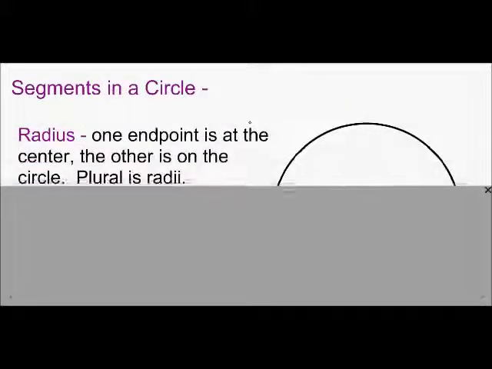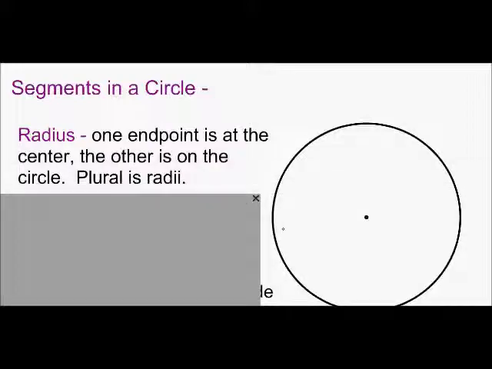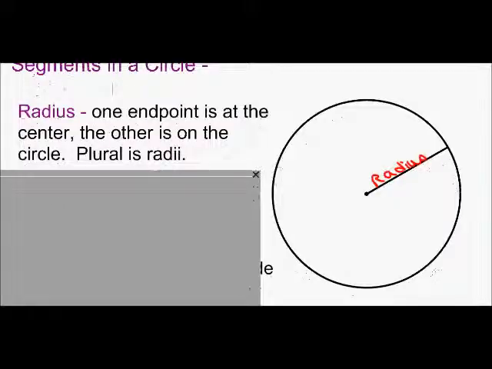Some special segments that you have in a circle. First of all, the radius, which we just mentioned. A radius has one endpoint on the center of the circle and one endpoint on the circle. On the circle means that it's on this black line going around. So this is a radius. The plural of radius, if I have 2 or 3 or 4 or however many, would be radii.